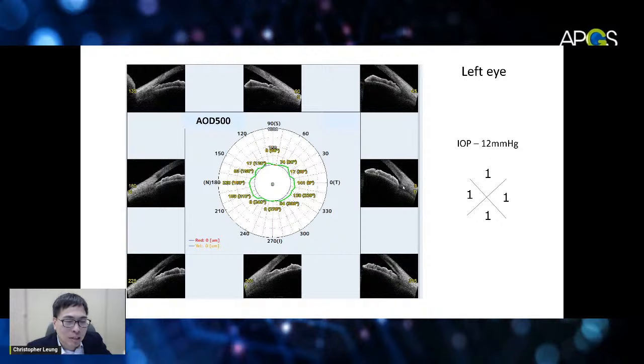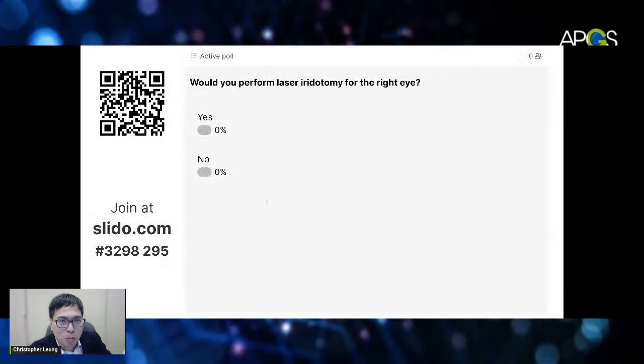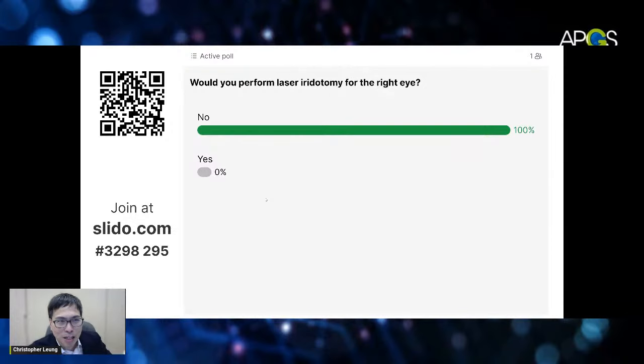The angle is narrow, but the extent of ITC is less than the right eye. So we're talking about perhaps only 30 degrees of angle with ITC in the left eye, and the right eye having a little bit more than 180 degrees. Now, I would like to get your opinion again. Given this additional information, would you be more likely to perform LPI in this case, or since it is still PACS, would we just observe? Please pull out your smartphone, scan the QR code, and we would like to get your opinion.